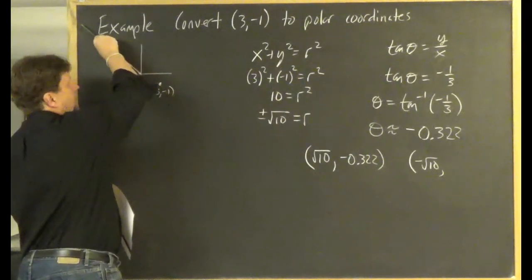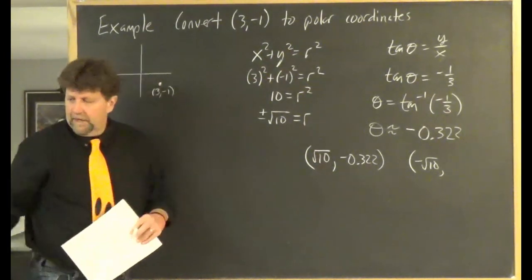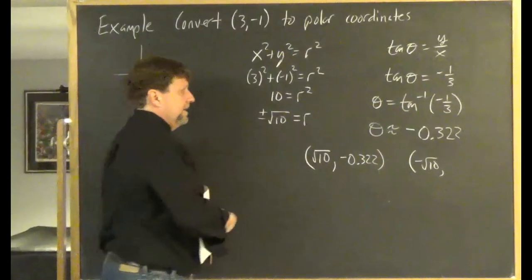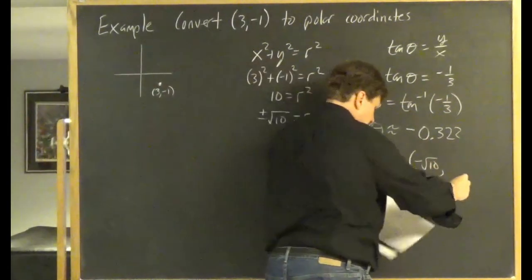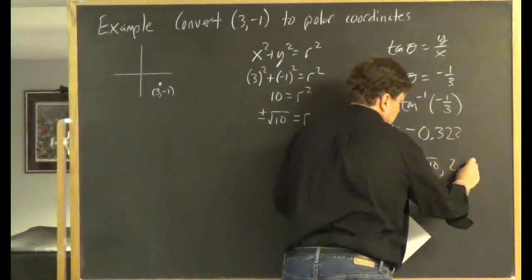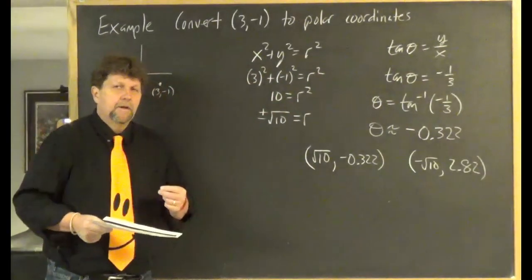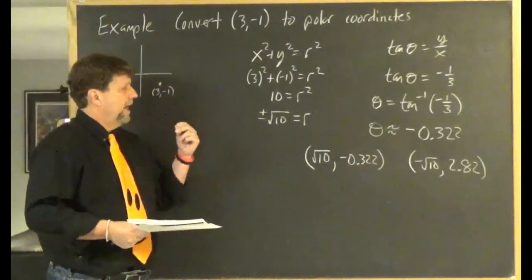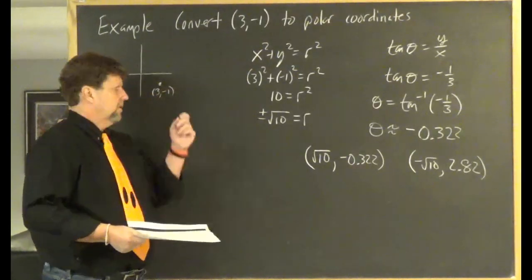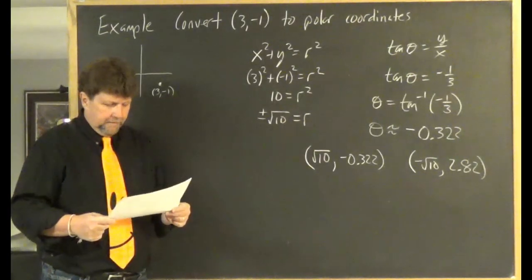How am I going to get that angle measure? How am I going to get the rotation for my polar axis? That's right, you just simply add pi to that. And if you add pi to that, you get something close to 2.82. Remember, polar coordinates are not unique. There are many ways to represent that point in polar coordinates.